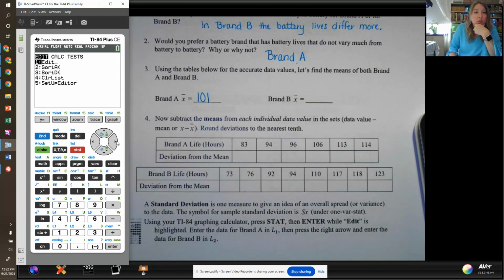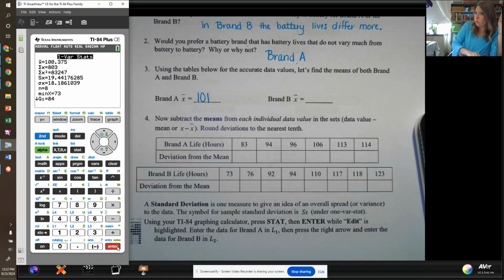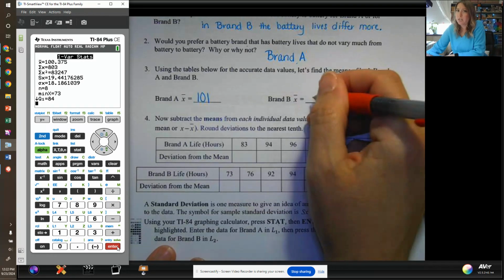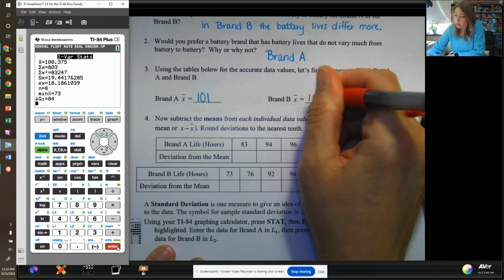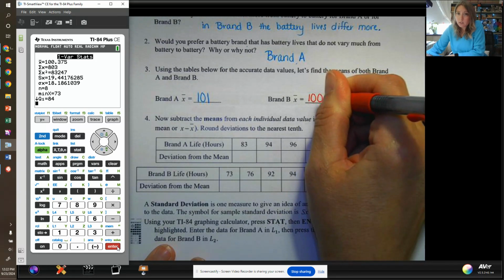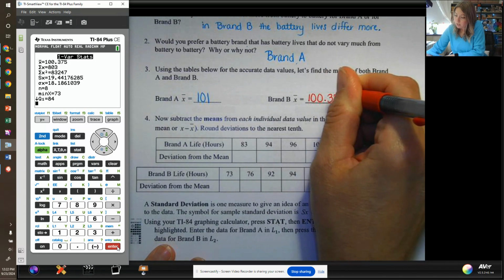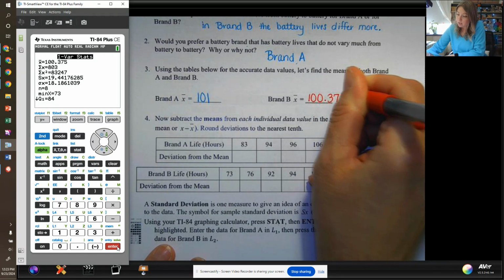So press stat, arrow right to calc, and we want to do one var stats again, but this time we want to do one var stats on L2. So notice where your highlight is, press second and 2, and that changes our list to L2 that we're going to run our data set on. So we calculate, ooh, that's a lower mean. 100.375. Interesting.